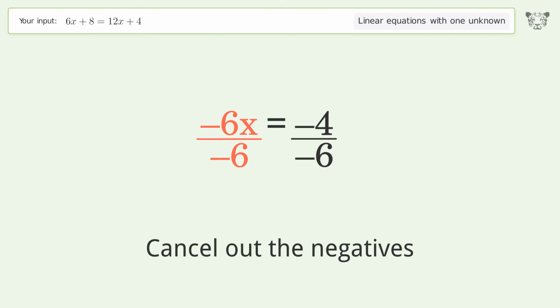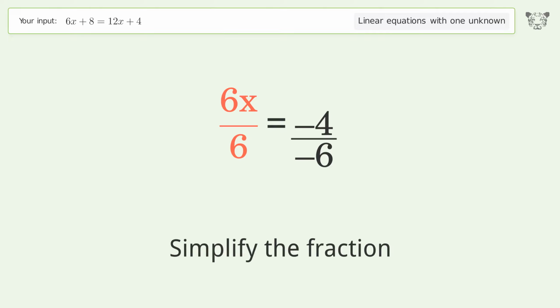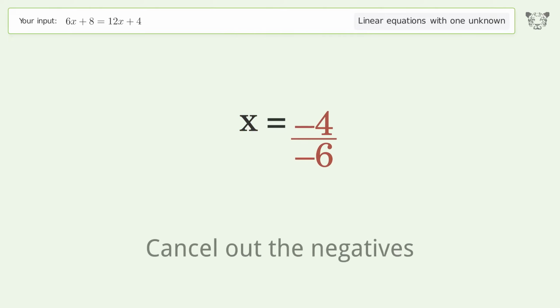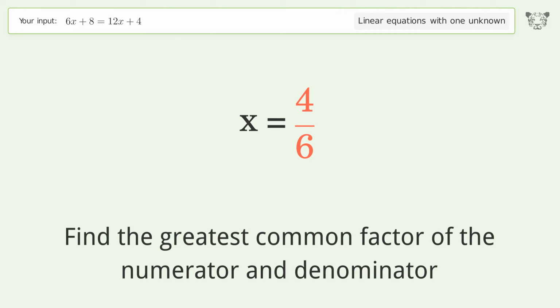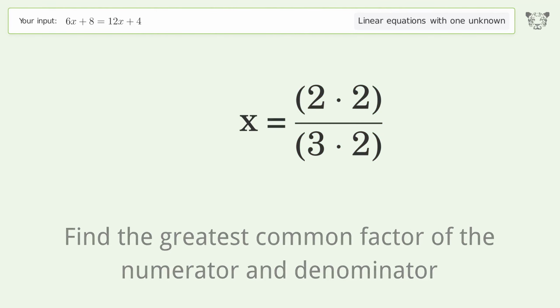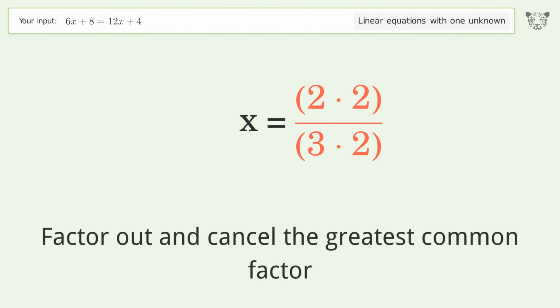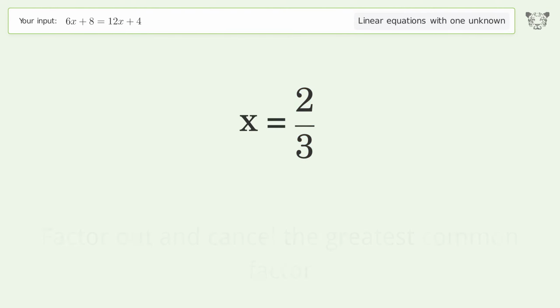Cancel out the negatives. Simplify the fraction. Cancel out the negatives. Find the greatest common factor of the numerator and denominator. Factor out and cancel the greatest common factor. And so the final result is x equals 2/3.